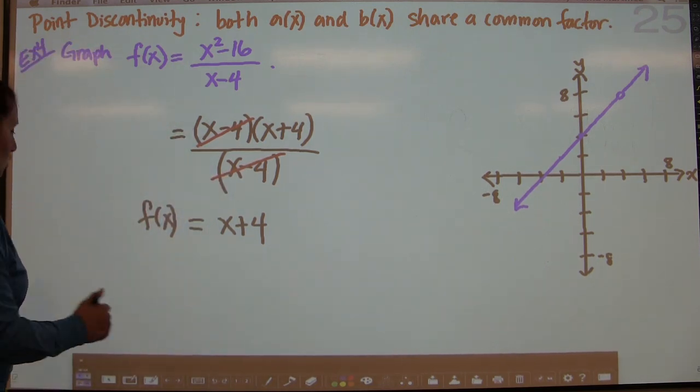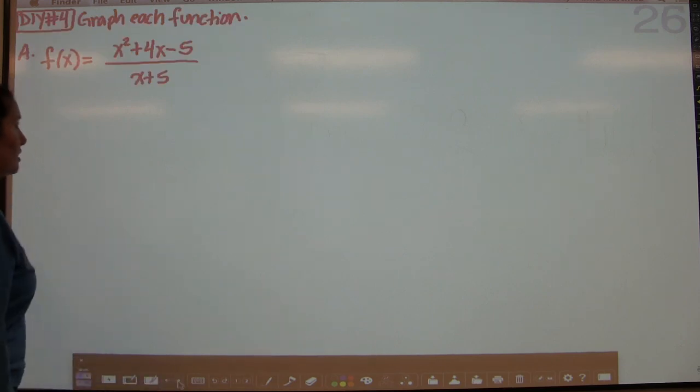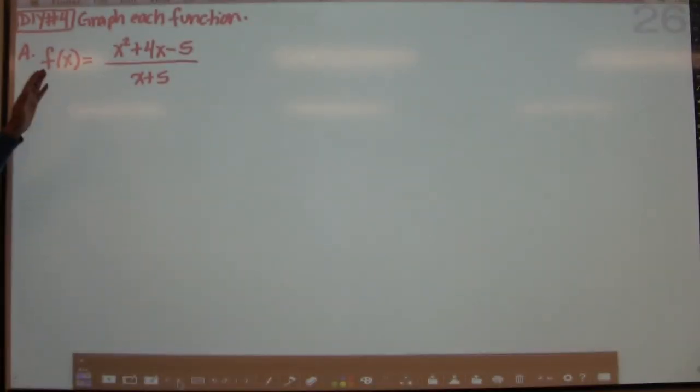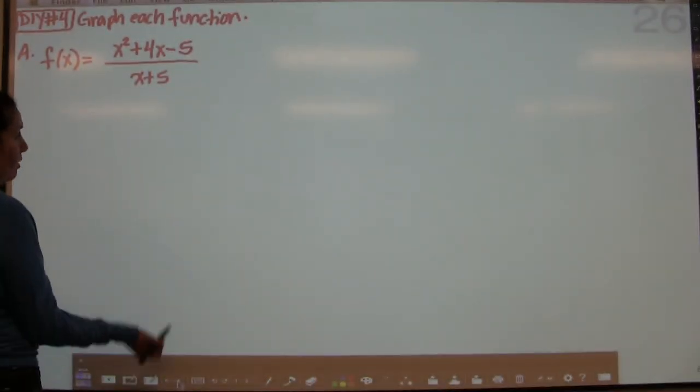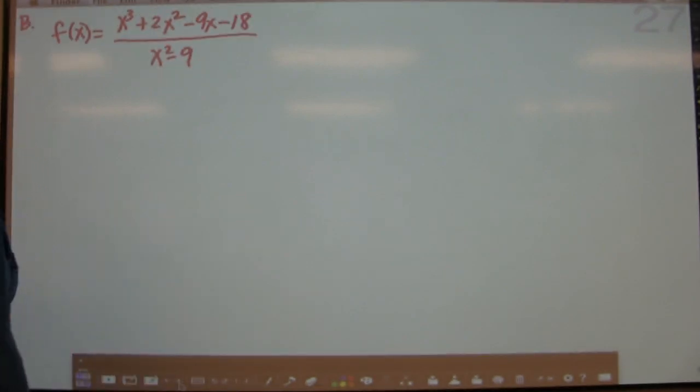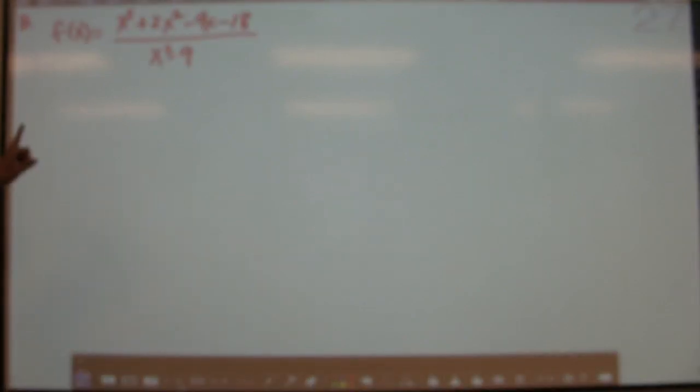All right? So I'm going to let you do this little guy, part A. Remember, factor the top, and then you can see that it will cancel with the bottom. And this one as well, and I will give you a hint for the top. You want to factor the top by grouping, and if you do that, you'll see that you will get some nice point discontinuities. All right, so that is how you do that.